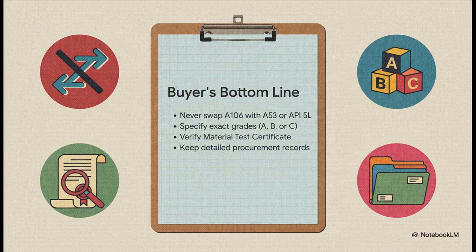Let's move to our buyer's bottom line and see how this builds a rock-solid procurement strategy. First things first, never, ever substitute A53 or API 5L when the design explicitly calls for A106 in a high-temp system. Second, don't just order generic A106. Specify exactly whether you need grade A, B, or C based on your pressure and weldability needs. Third, before any fabrication even begins, always verify the Material Test Certificate or MTR. That document is your ultimate proof of the pipe's true chemical and physical properties. And finally, maintain detailed procurement records to ensure total clarity across your entire supply chain.